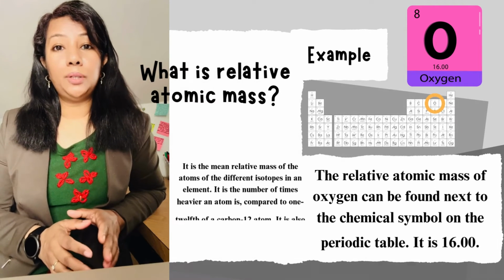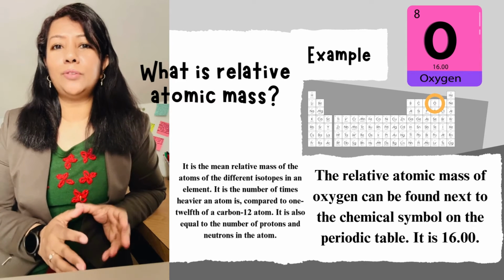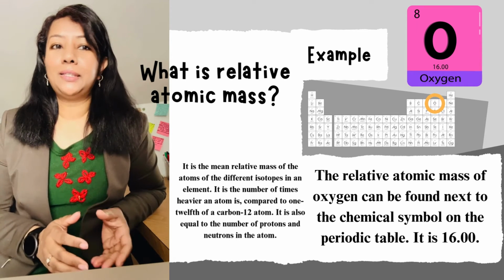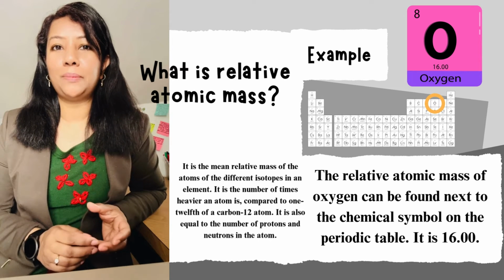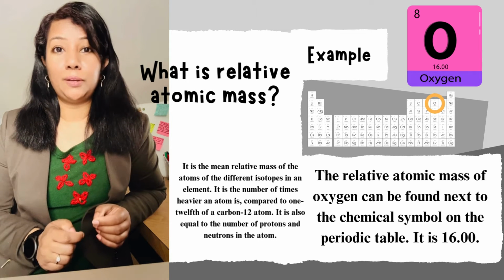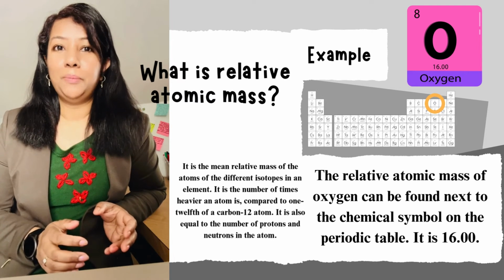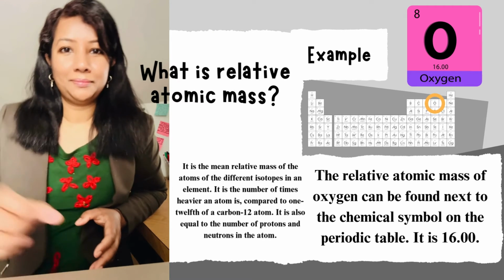All right, now I'm going to give you an example of the relative mass of oxygen. It can be found next to the chemical symbol on the periodic table. Where is that? So that is the periodic table. So it's 16. If you check the periodic table, you can see that this is 16.